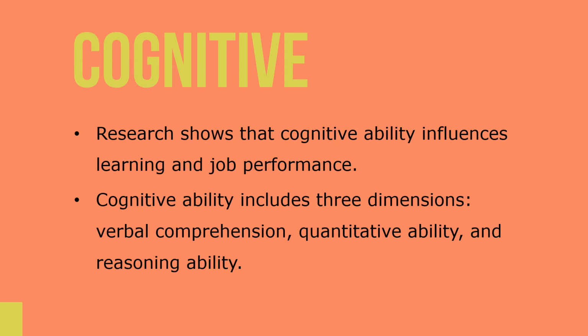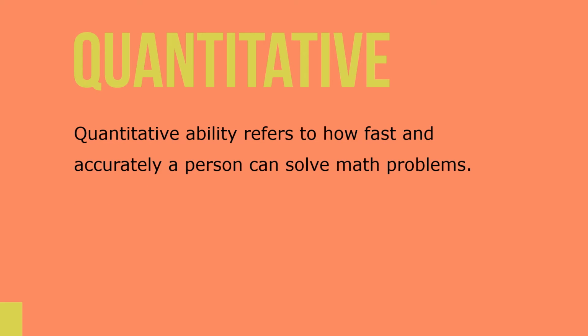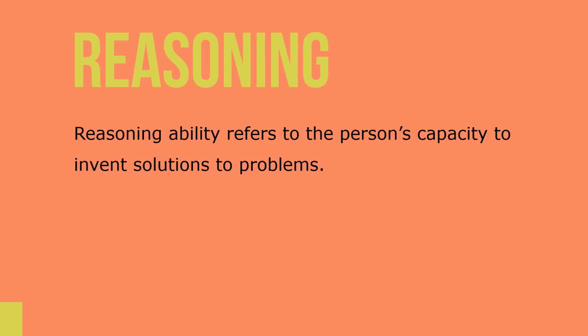Research shows that cognitive ability influences learning and job performance. Cognitive ability includes 3 dimensions: verbal comprehension, quantitative ability, and reasoning ability. Verbal comprehension refers to a person's capacity to understand and use written and spoken language. Quantitative ability refers to how fast and accurately a person can solve math problems. Reasoning ability refers to a person's capacity to invent solutions to problems.